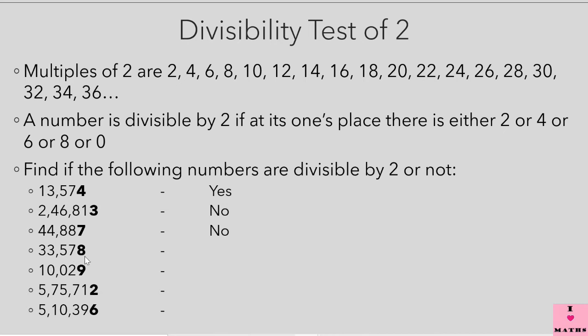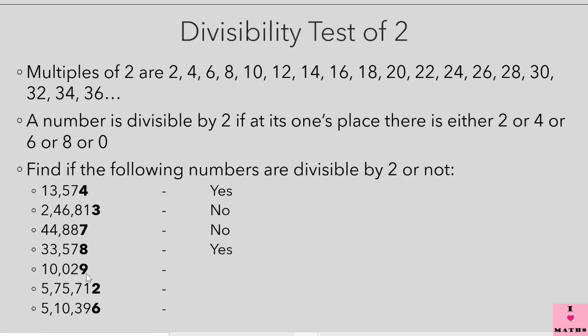33,578. Since 8 is an even digit, this number is divisible by 2. 10,029. 9 is an odd digit, so this number is not divisible by 2. 5,75,712. 2 is obviously an even digit, so this number is divisible by 2. 5,10,396. 6 is an even digit, so this number is divisible by 2.